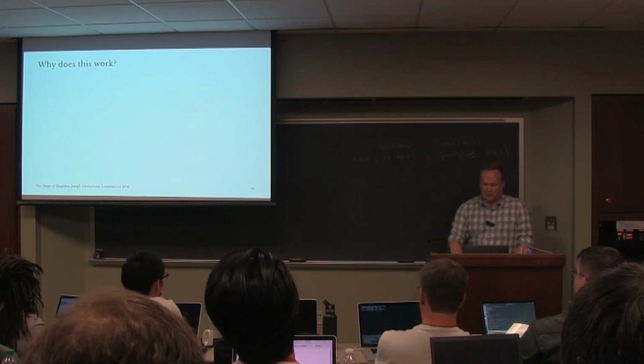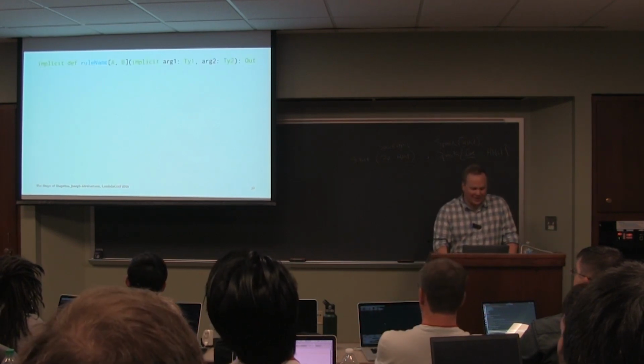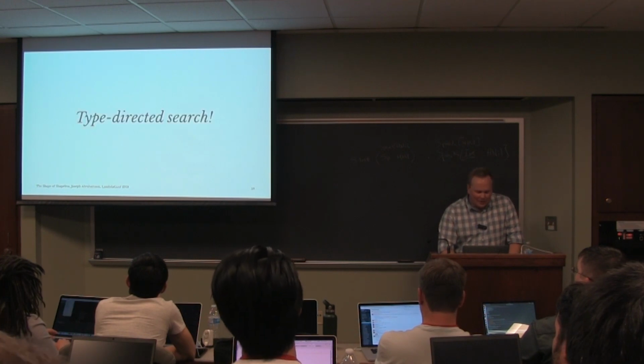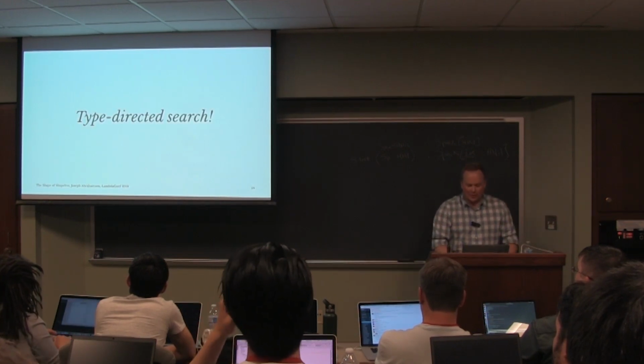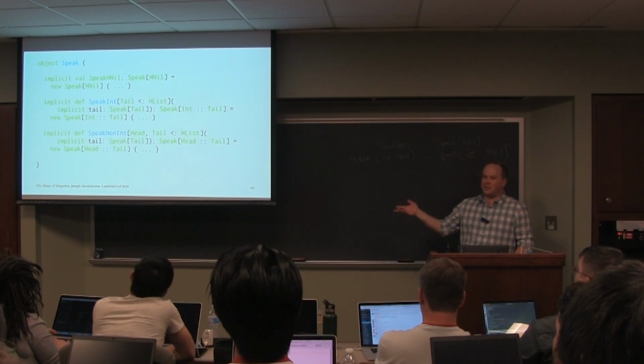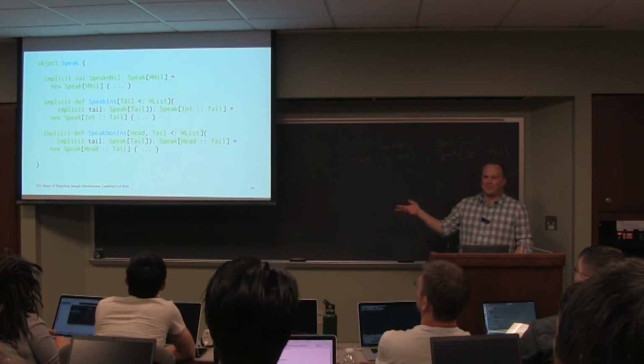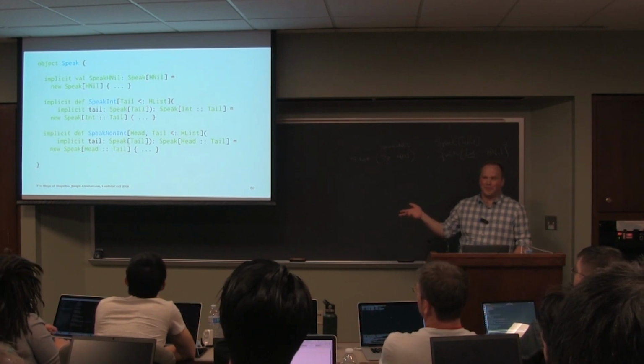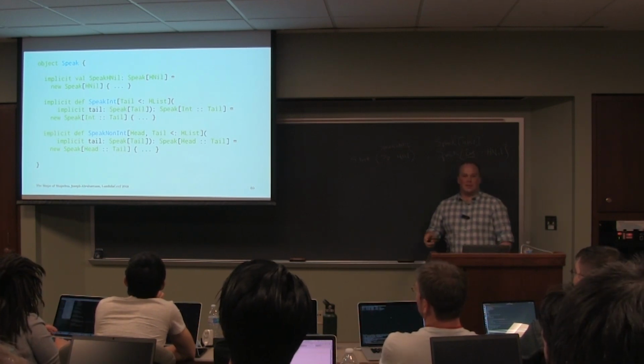Like, I'm not fooling anyone here, I hope, at this point. I was just explaining that. Type directed search, that's what we're going to do. I'm just going to take the things that we just wrote and stick implicit in front of them. I'm going to take the defs, and I'm going to change the arguments to implicit args. And it works. That's all it is.